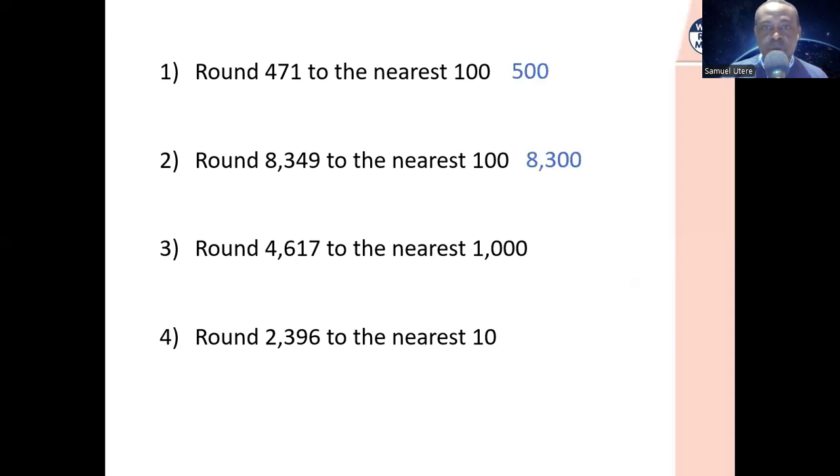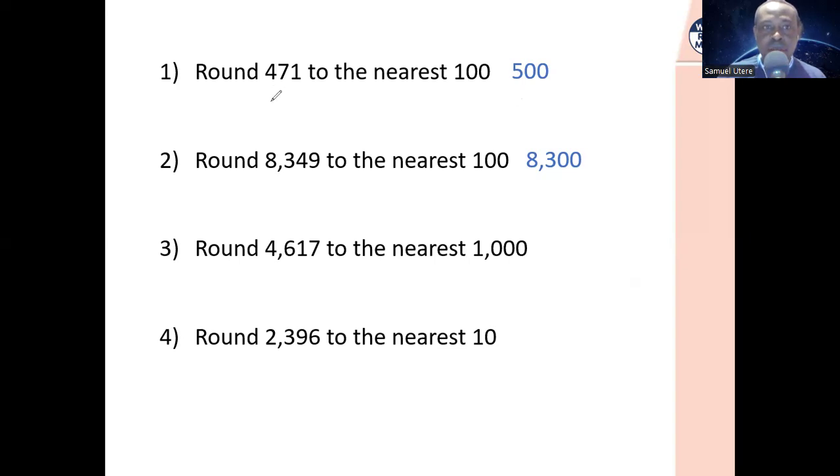For the first one, we were asked to round 471 to the nearest 100. 471 to the nearest 100 is 500. Well, we could think about it this way. We could say 471 is closer to 500 than 400, so that number rounds to 500.